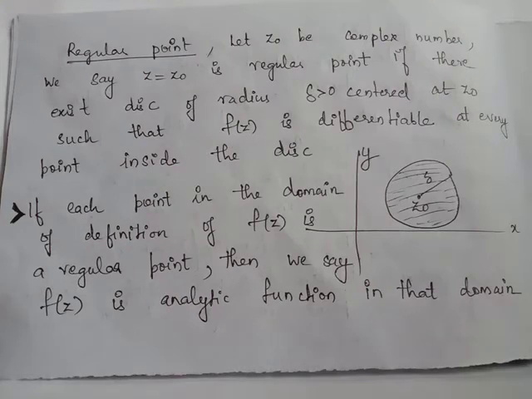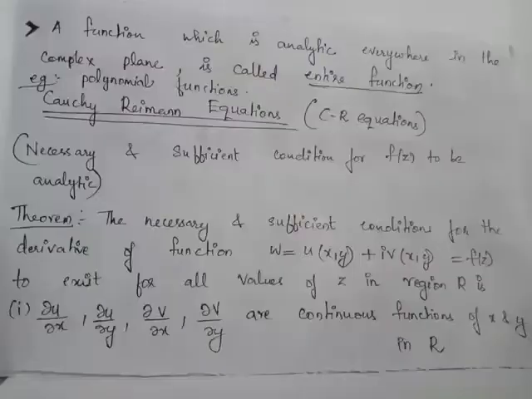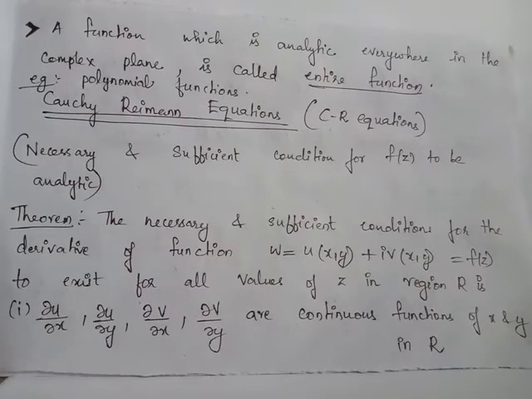The concept of differentiability of f of z and analyticity of f of z is quite different. Differentiability is with respect to a point z0, and analyticity is with respect to a collection of points lying in the neighborhood of z0. An entire function is a complex function which is analytic everywhere in the complex plane. An example of an entire function is polynomial functions defined in terms of a complex variable.